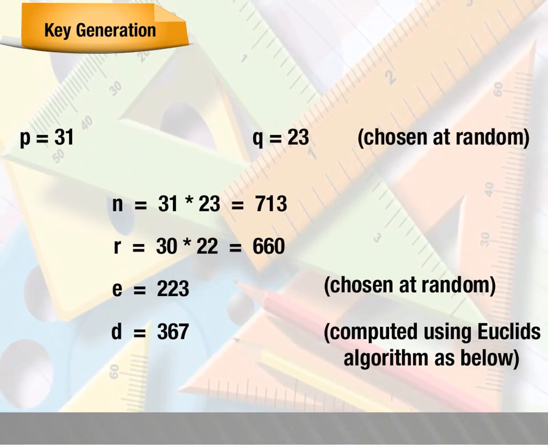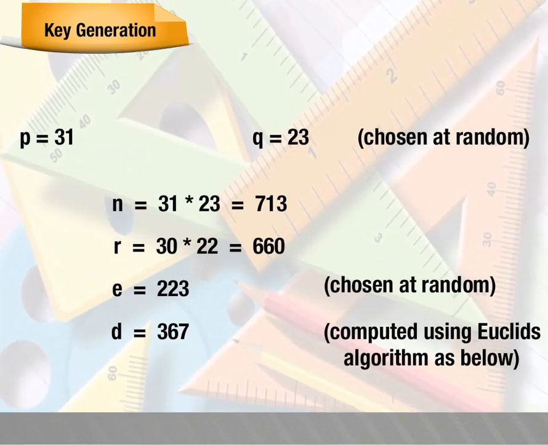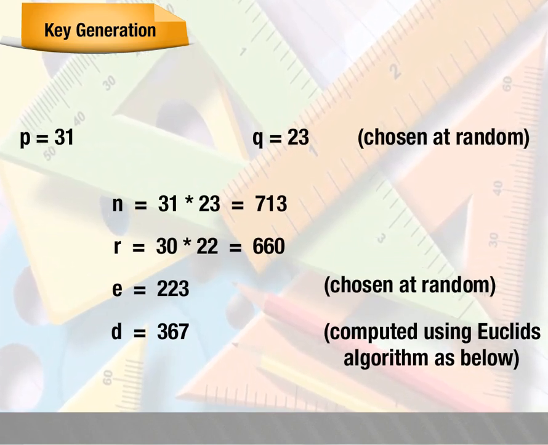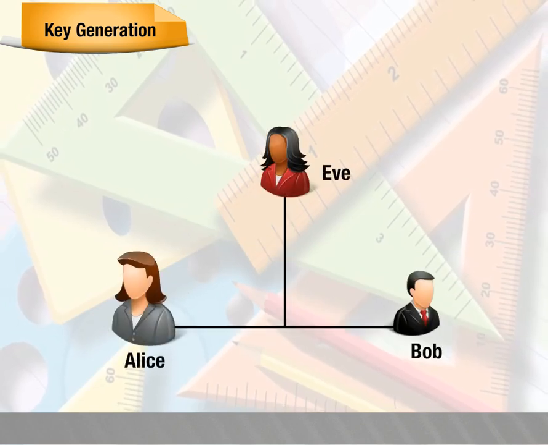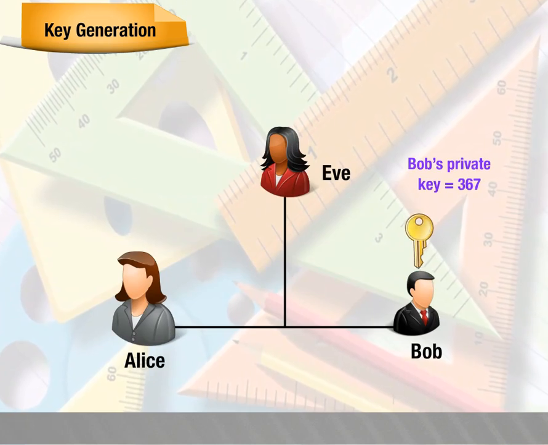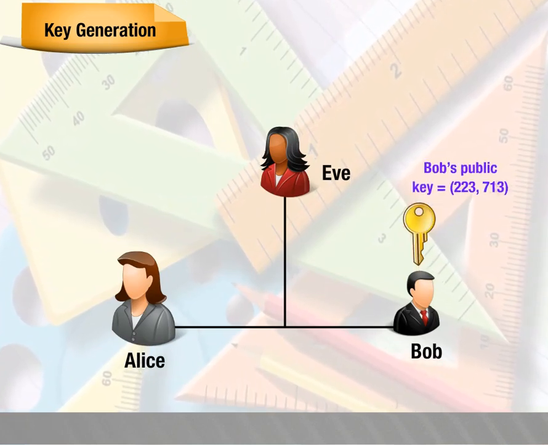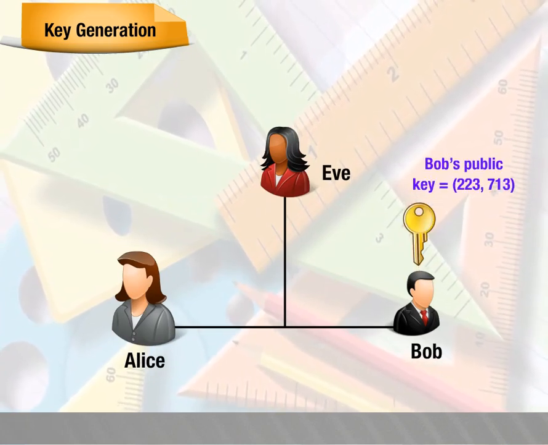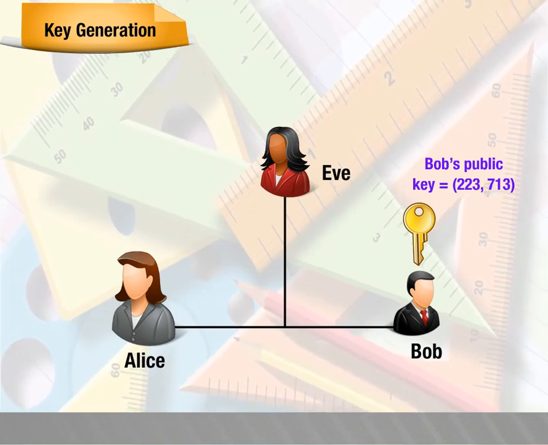D is equal to 367, computed using Euclid's algorithm as below. Bob's private key is equal to 367. Bob's public key is equal to (223, 713).